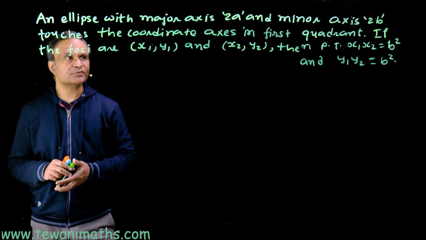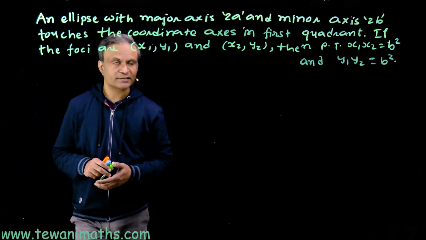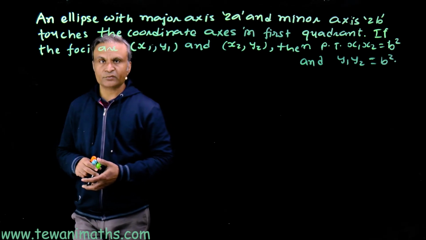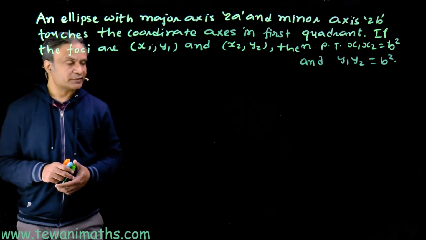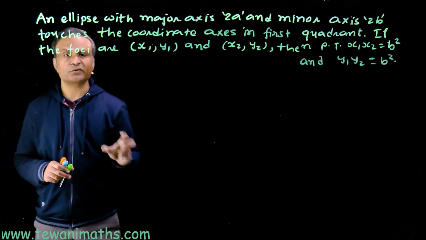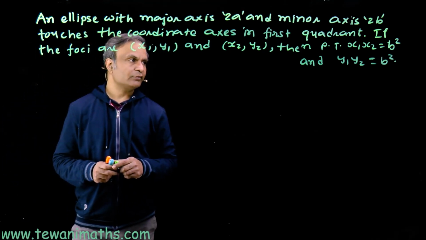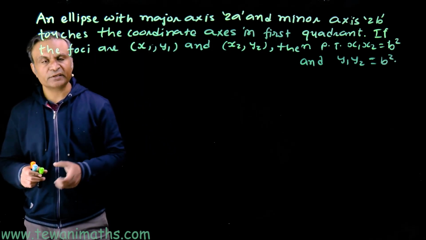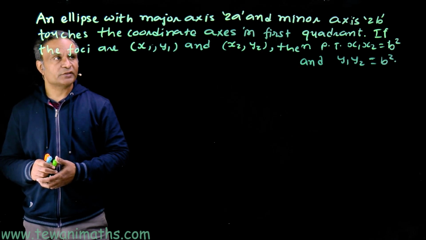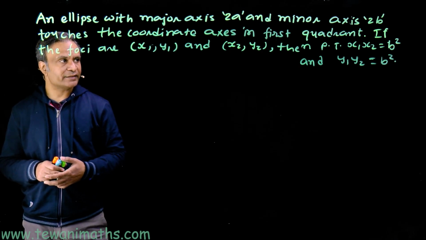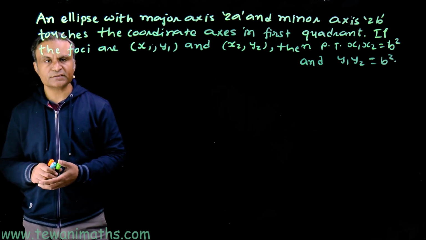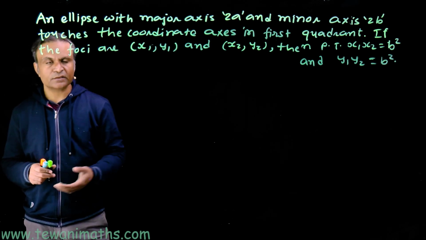Question is, an ellipse with major axis 2a and minor axis 2b touches the coordinate axes in the first quadrant. If the foci are (x1, y1) and (x2, y2), then prove that x1 x2 is equal to b square and y1 y2 is also b square. Here we have a variable ellipse with major axis 2a and minor axis 2b. This ellipse touches both the coordinate axes. It lies in the first quadrant.